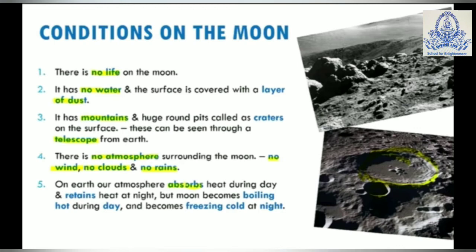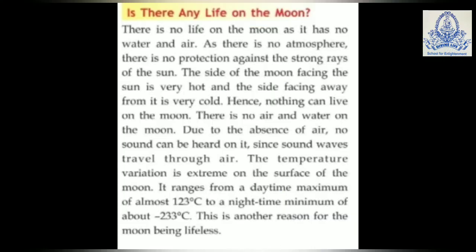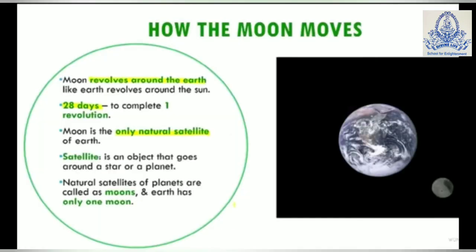But now you might be thinking, is there any life on the moon? There is no life on the moon as it has no water and air. As there is no atmosphere, there is no protection against the strong rays of the sun. Temperature variation is extreme on the surface of the moon. It ranges from a daytime maximum of 123 degrees centigrade to a nighttime minimum of minus 233 degrees centigrade. This is another reason for the moon being lifeless.